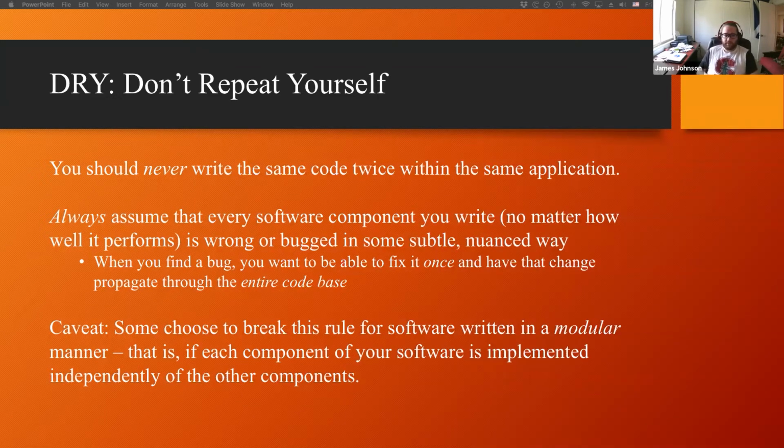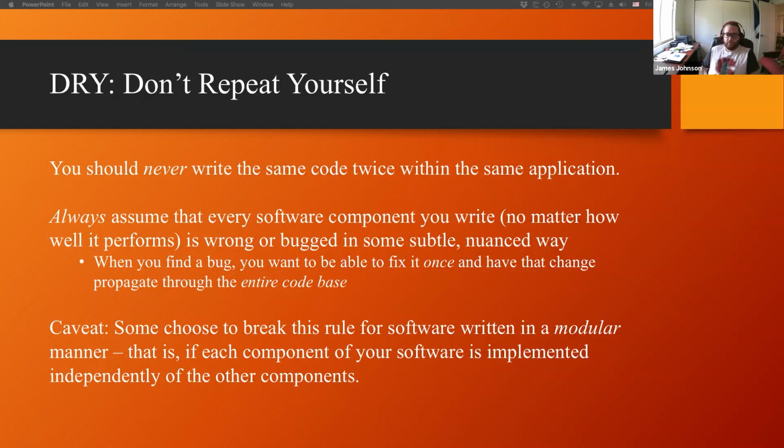The basic idea here is that you should never write the same code twice within an independent piece of software. In general, you should always assume that a piece of code that you write, be it a function, a file, or an entire application, however big it may be, you should always assume that every little piece of it is bugged in some tiny, subtle, nuanced way that is not necessarily apparent to you right now looking at it. The reason you shouldn't repeat yourself then is because when you do find an issue, obviously, we don't know what we don't know. The bugs that we have not found yet, we do not know what kinds of bugs we will find in our code in the future.